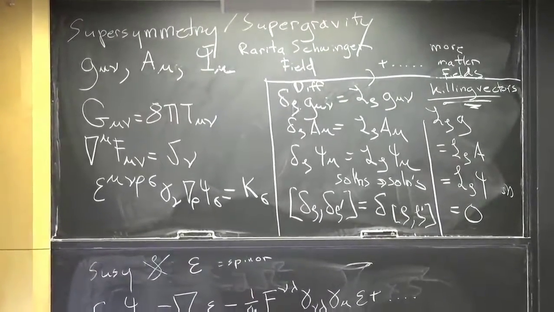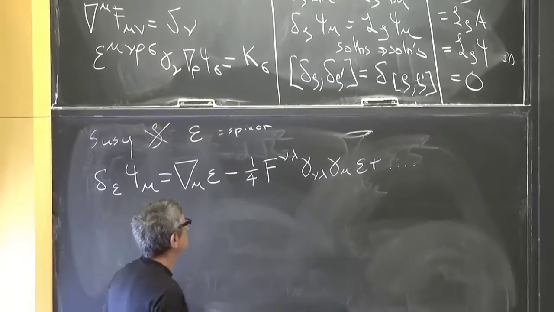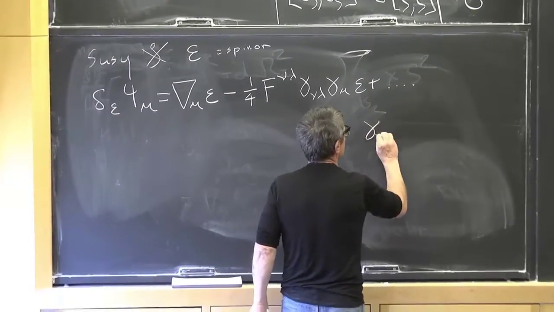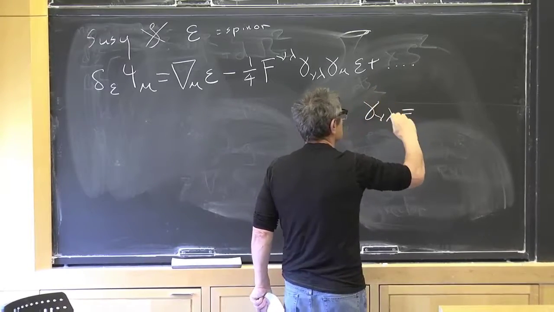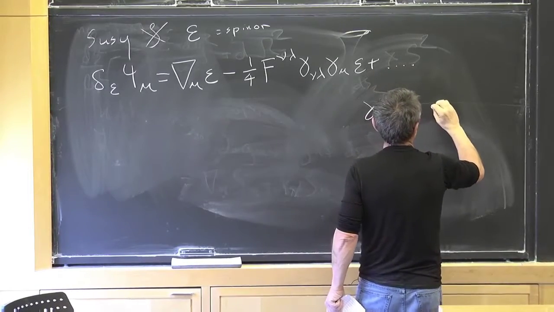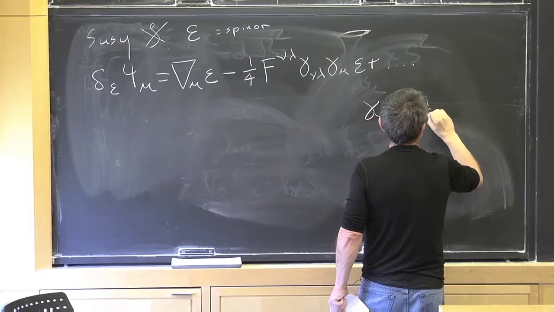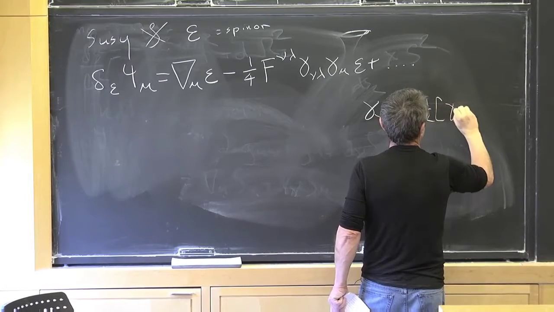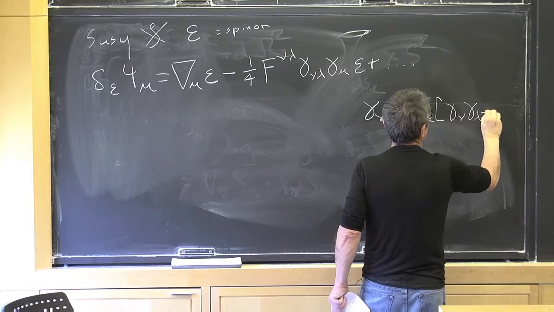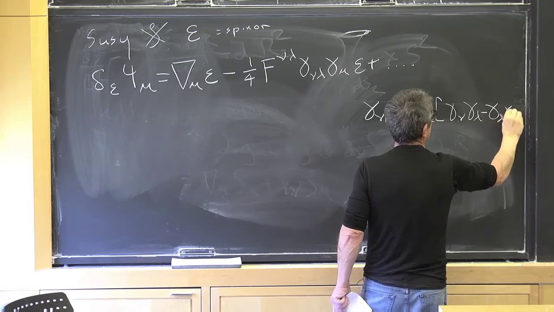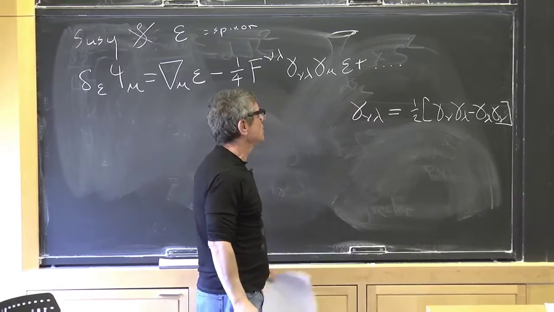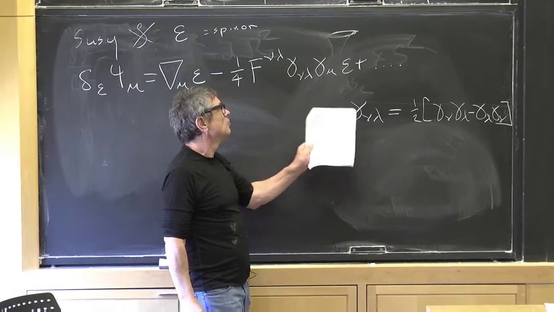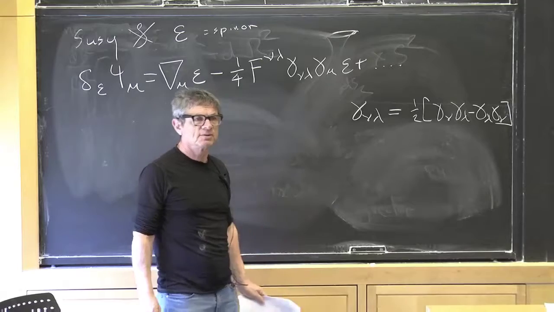Yes? What's gamma with 2? Oh, so gamma nu lambda is equal to a half of gamma nu gamma lambda minus gamma lambda gamma nu. So gamma nu lambda is the generator of Lorentz transformations acting on spinors.